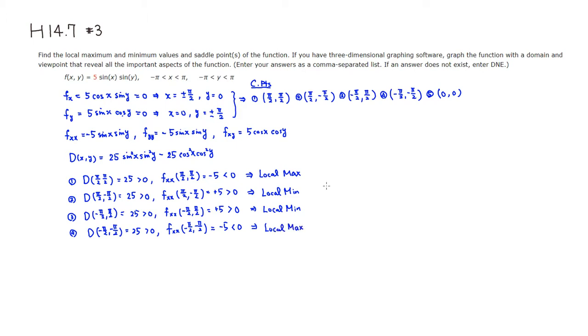Then last one is the origin. So if you look at the d of 0 comma 0, if you put 0, sine of 0 is 0, so it's a 0 minus 25, cosine of 0 is 1, so you have a 25. So this is negative, which means that this is going to give us a saddle point.